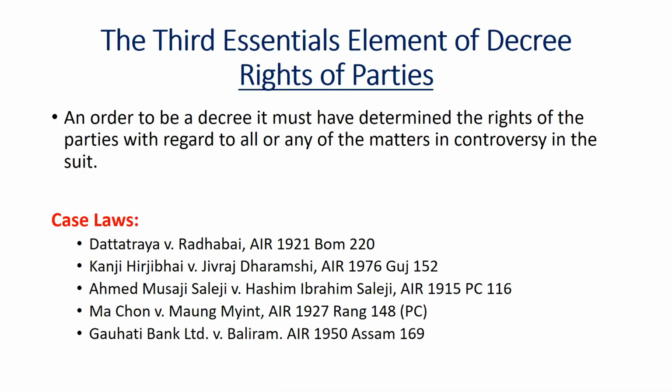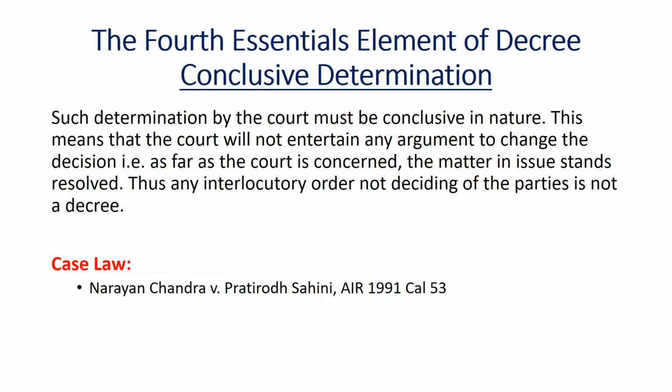The fourth essential element is that a decree is a conclusive determination. Such determination by the court must be conclusive in nature. This means that the court will not entertain any argument to change the decision, that is, as far as the court is concerned, the matter in issue stands resolved. Thus, any interlocutory order not deciding the rights of the parties is not a decree. मतलब जो order निकलेगी that should give conclusive determination. कोर्ट के हिसाब से अगर एक बार final conclusive determination हो गया, final decree निकल गई, इसका मतलब है that particular suit is disposed of.